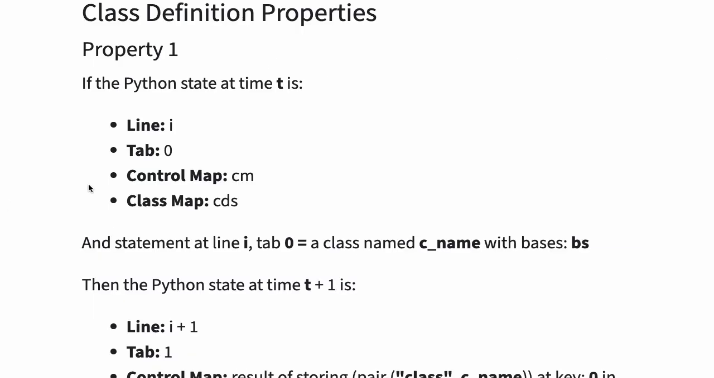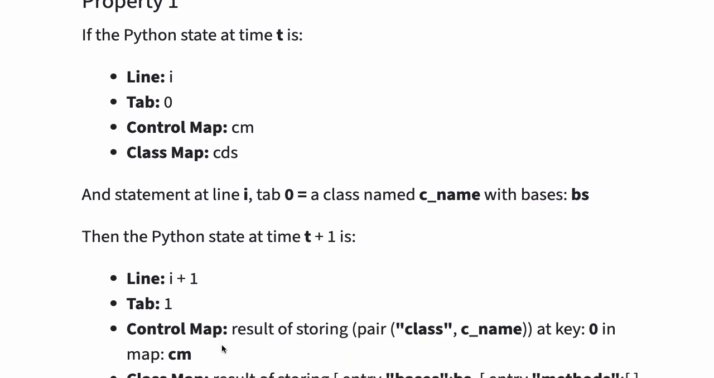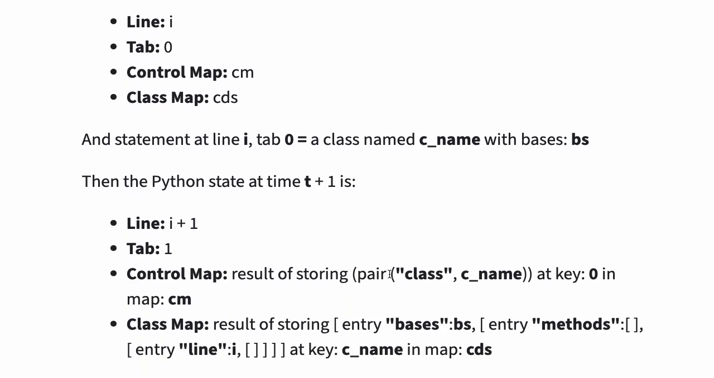In general, if at time t, the line is I, the tab is 0, the control map is cm, and the class map is cds, and the statement at line I tab 0 is a class cname with basis bs, then at time t plus 1, the line is I plus 1, the tab is 1, and the control map is the result of storing the pair class and cname at key 0 in cm, and the class map is the result of storing the map with basis bs and methods with an empty map, and line with I at key cname in cds.